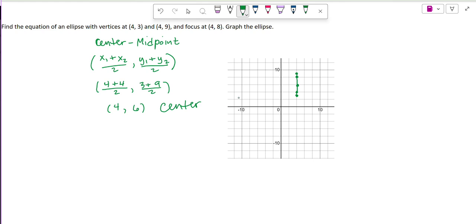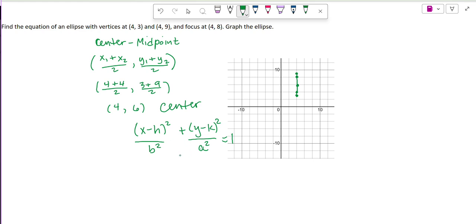Another thing that we do know about the graph is that it, again, is oriented vertically. So when we look at our equation of an ellipse, we have two options. This part is just like the circle. And then the thing that changes it is we have those a and b values. If it's vertical, then we're going to have our a squared under our y term, and then our b squared under our x term, like that. Okay, so we do know that it's set up like this, and we already have the center.